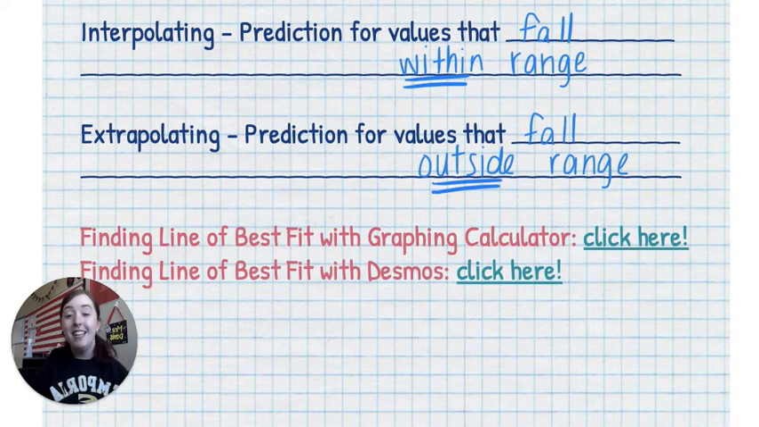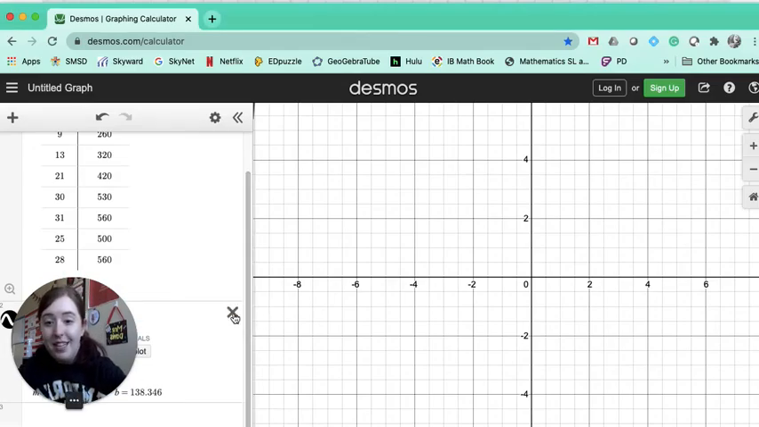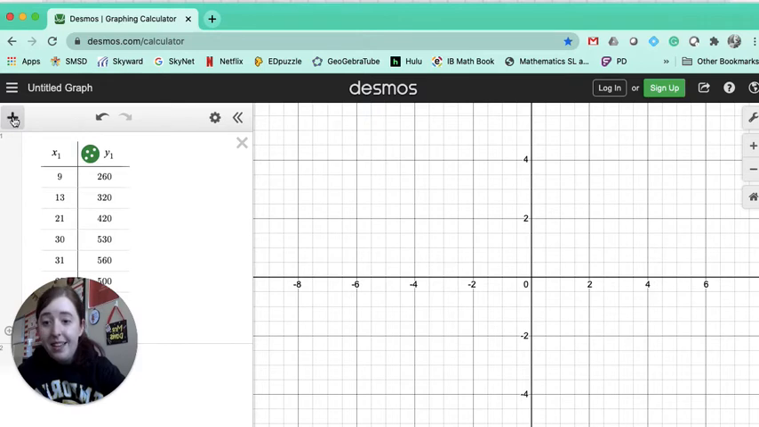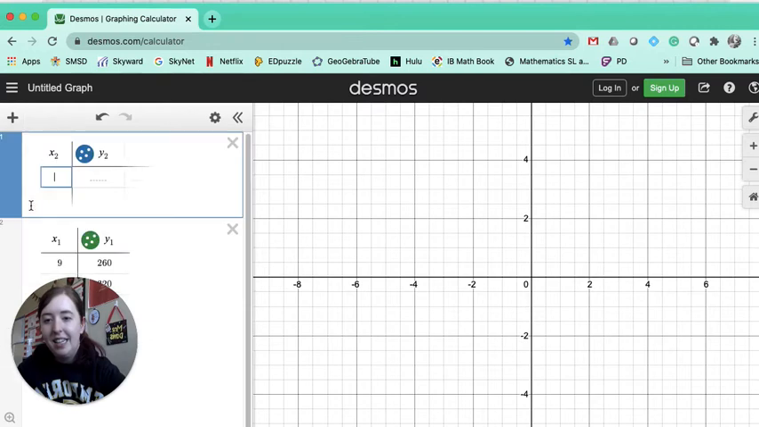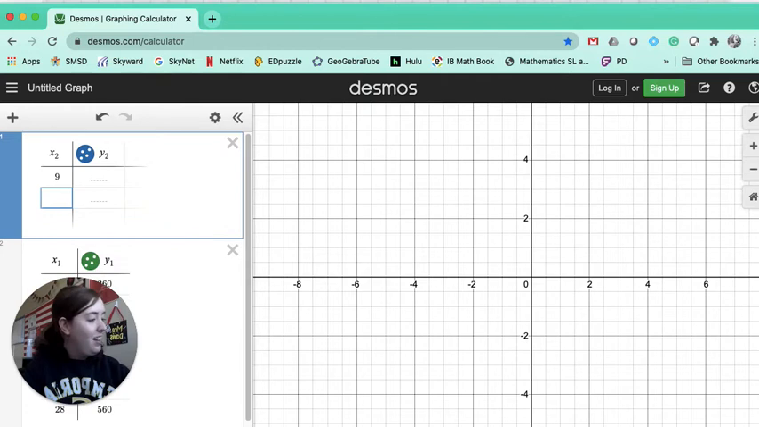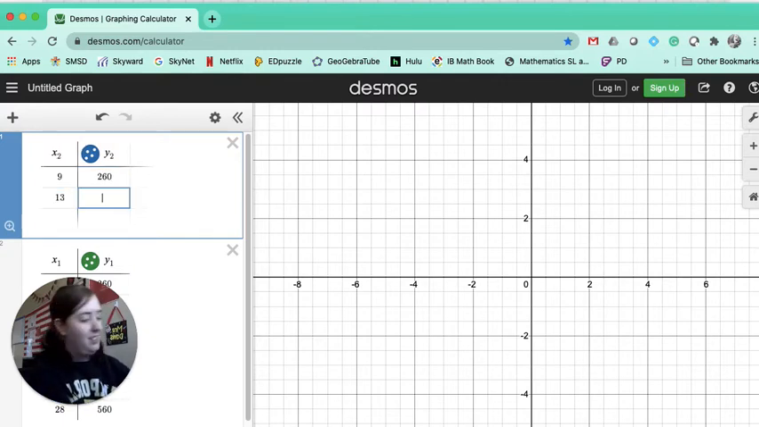Cool. So there's a link to how to find a line of best fit on your graphing calculator. And then I'm going to show you how to do it on Desmos right now. So the first thing that we want to do is put in our data. The way we're going to do that is we're first going to click on that plus sign and then click table. And then we're going to start putting in those values. So 9, 260. And then we have 13, 320, so on and so forth.